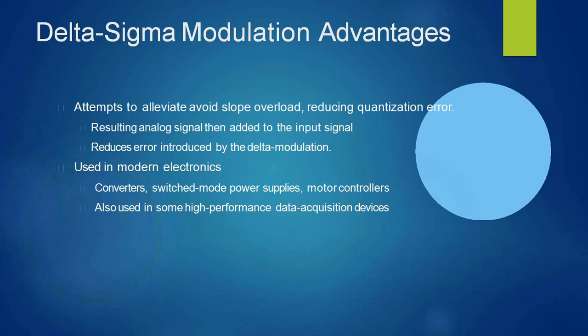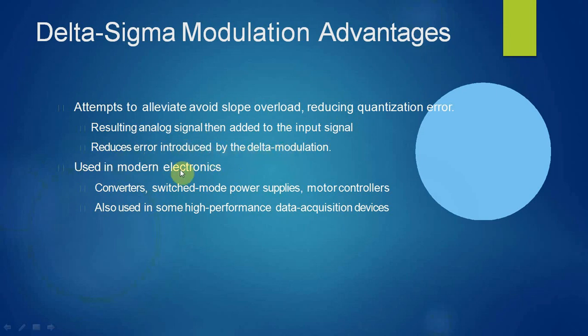Then the advantage of delta sigma modulation is that it attempts to avoid the slope overload and reduce the quantization error. The resulting analog signal is then added to the input signal, which reduces the error introduced by the delta modulation.